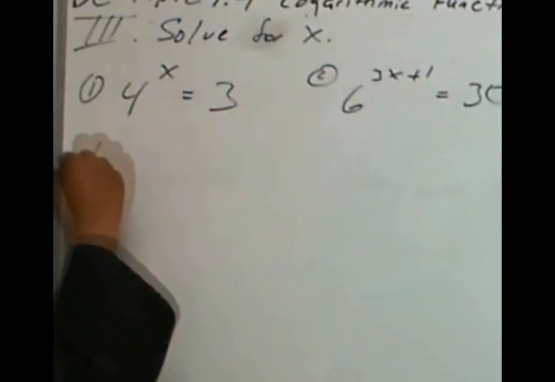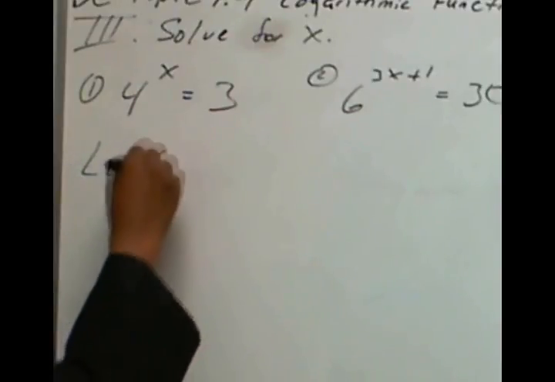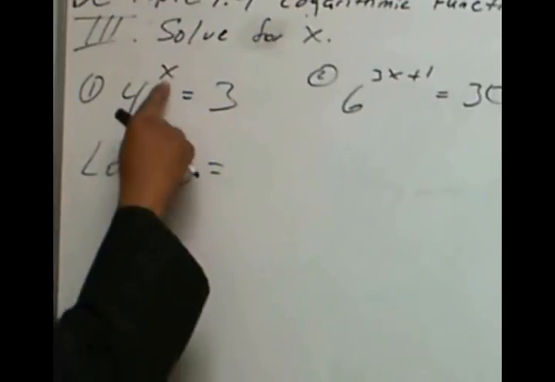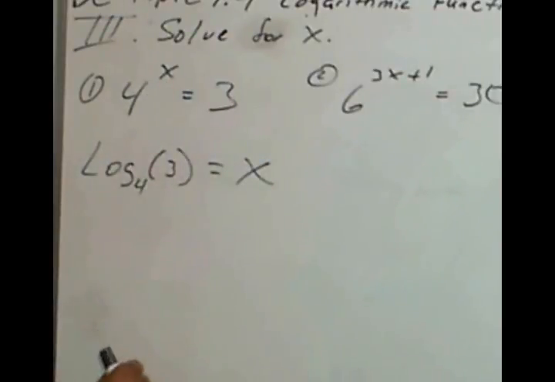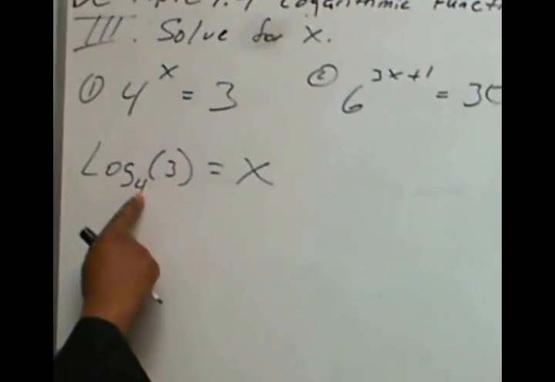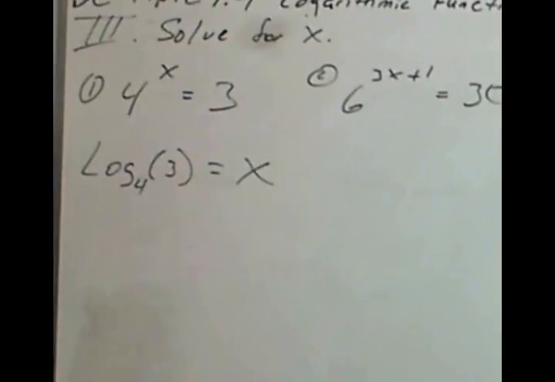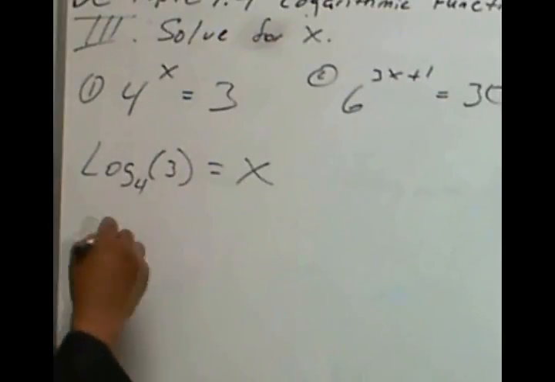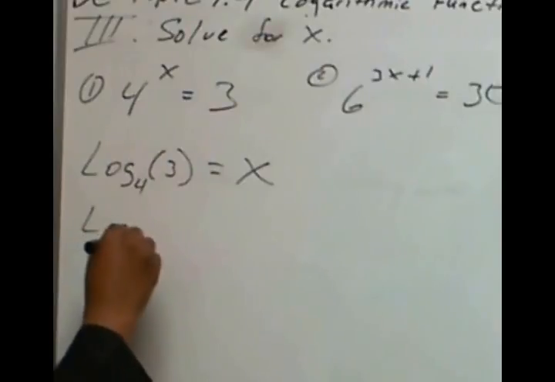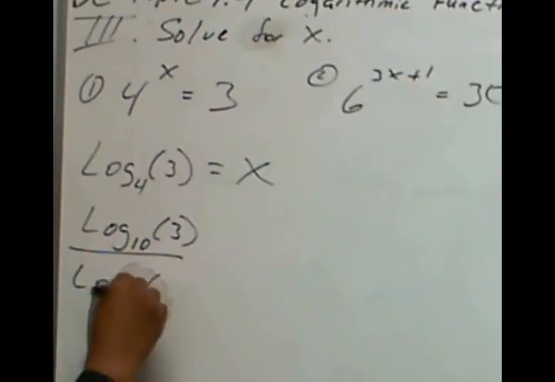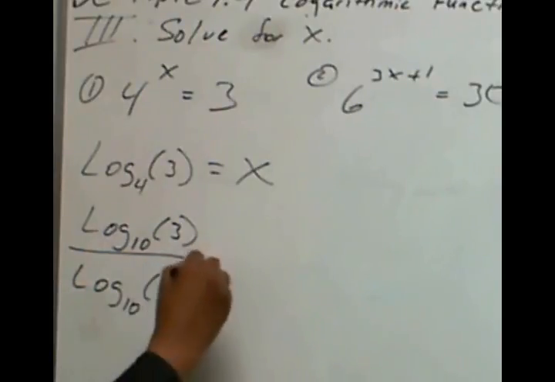So converting this to a logarithm, we have log base 4 of 3. So these two combine together, and then those will be equal to the x. Now, there is no button for log base 4, so we're going to use the button for log base 10. So using the button for log base 10, we need to use the change of base formula, which is that second property. So this will be log base 10 of 3 divided by log base 10 of 4 equals x.